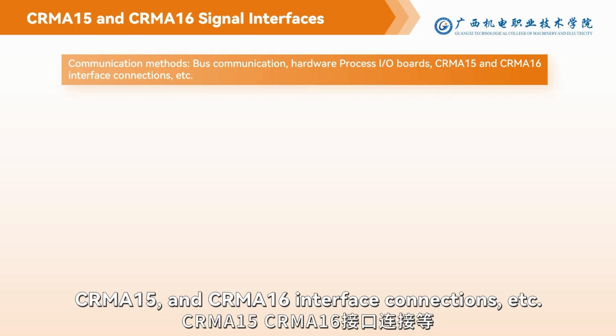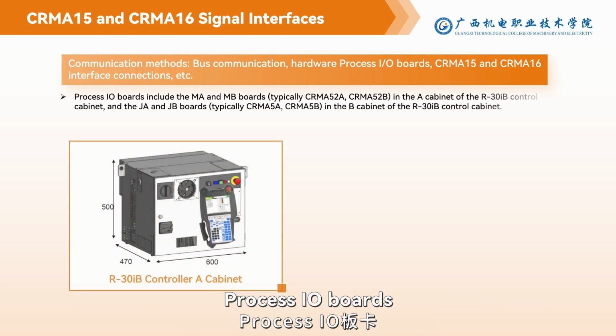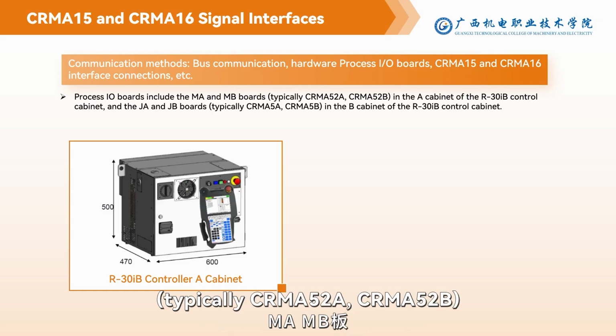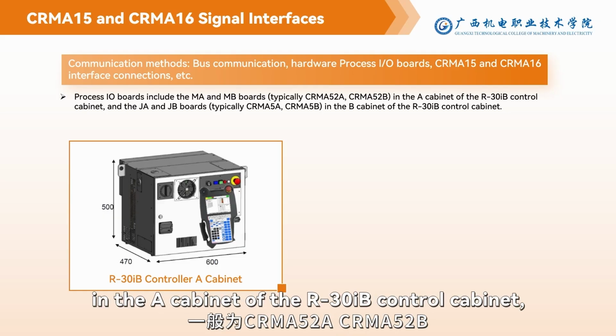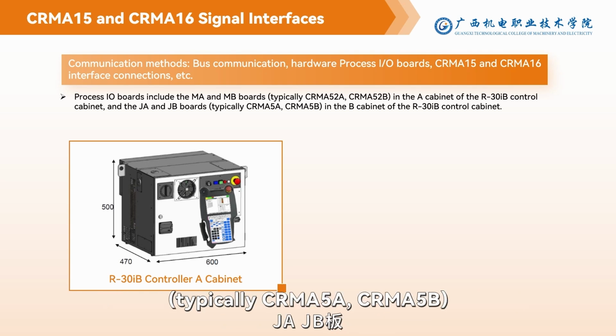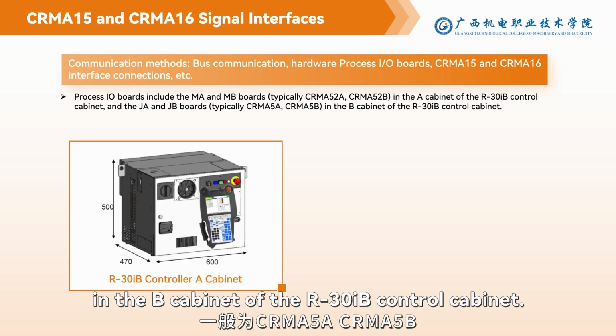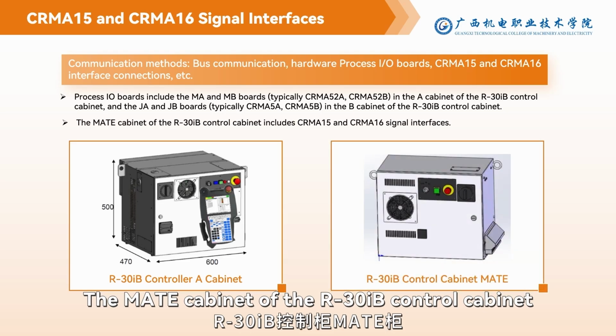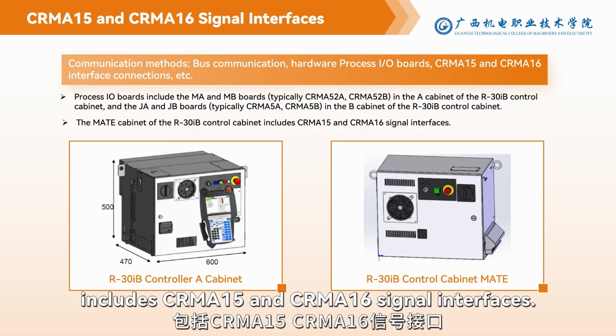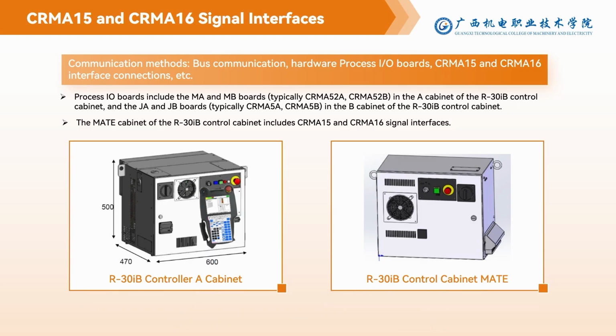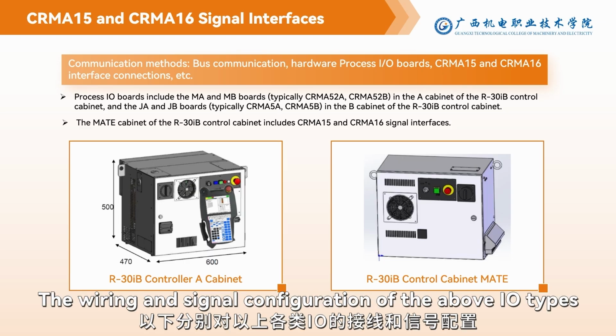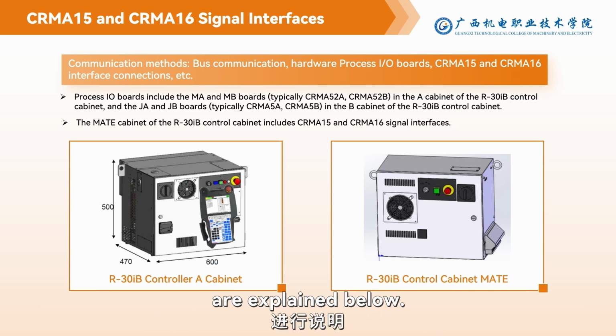CRMA16 interface connections, etc. Process I/O boards include the MA and MB boards in the A cabinet of the R30iB control cabinet, and the GA and GB boards in the B cabinet of the R30iB control cabinet. The main cabinet of the R30iB control cabinet includes CRMA15 and CRMA16 signal interfaces. The wiring and signal configuration of the above I/O types are explained below.